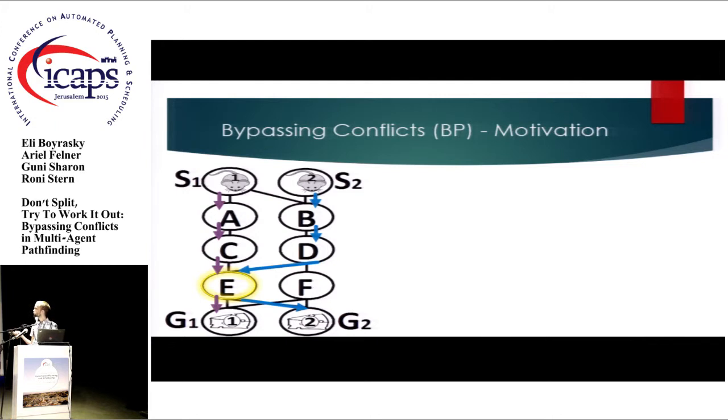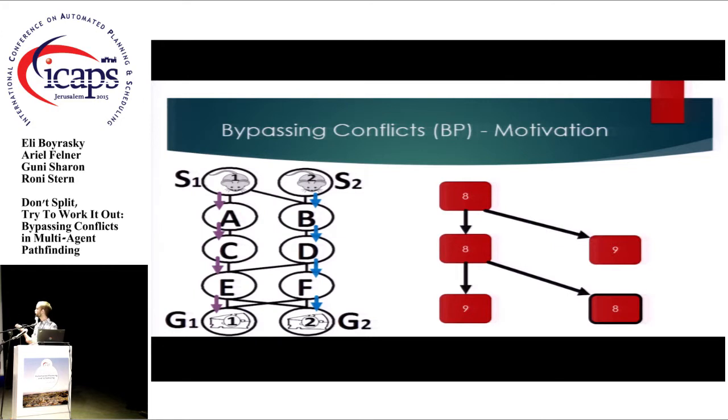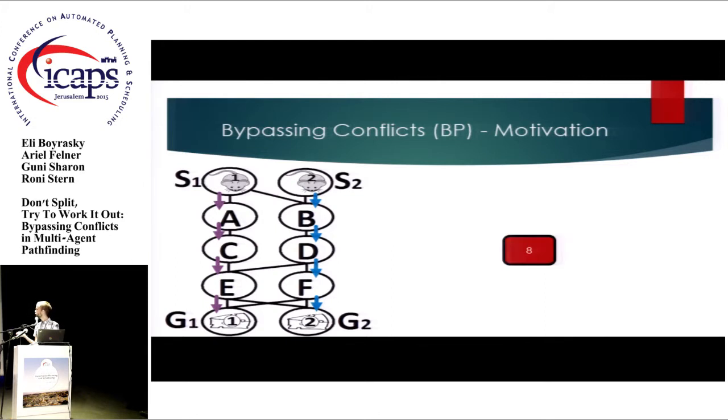And then mouse number two is constrained not to be at E at time step three. So it fixes its path, and now we have the path that we wanted in the first place. This results in this relatively complex constraint tree. But like I said earlier, we would just want this tree to begin with, if we could.